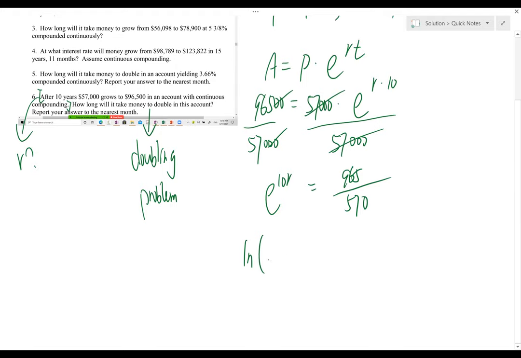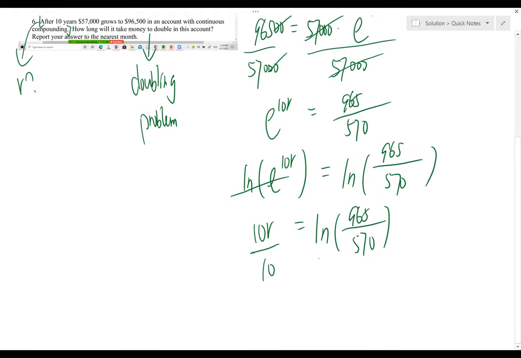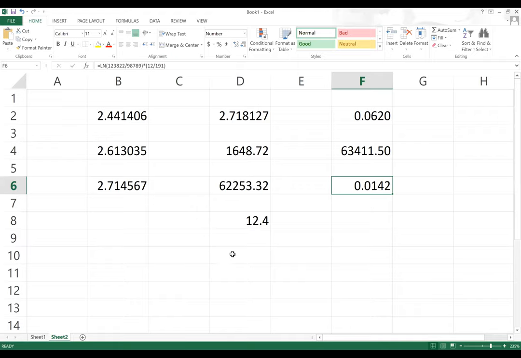So ln of e raised to 10r equals ln of 965 over 570. Now simplify: ln and e offset each other, and 10r goes in the front. 10r equals ln of 965 over 570. And as the very last step, we're dividing 10 from both sides of the equation. So r is equal to this. And here you're going to keep as many decimals as possible, because r is not what we're looking for. We're looking for the doubling time. So we try to keep it as accurate as possible.